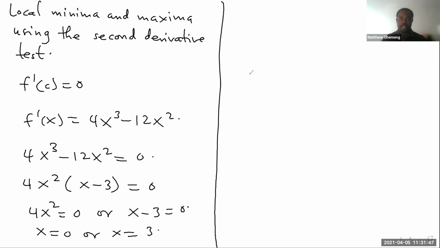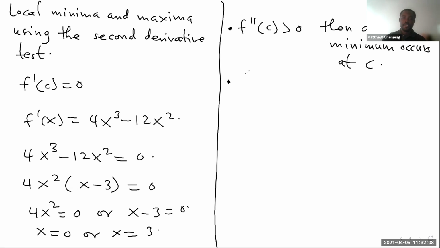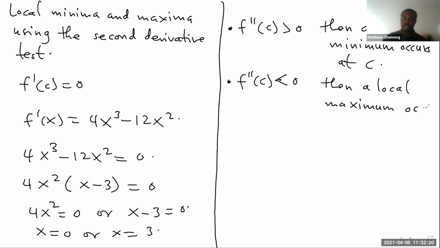Now, after getting this, the second derivative test says if you have f prime prime of c greater than 0, then a local minimum occurs at c. On the other hand, if f prime prime of c is less than 0, then a local maximum occurs at c.